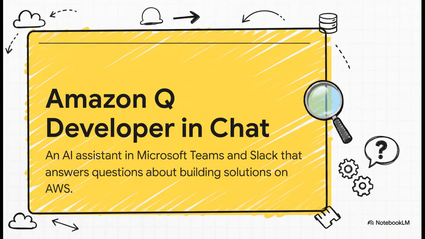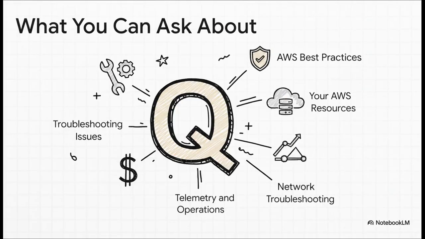And here's what makes this such a game changer. Amazon Q slots right into Microsoft Teams and Slack. So this isn't yet another tool you have to switch over to. It's an AI assistant that literally lives inside your existing chat channels, ready to help you build and troubleshoot on AWS. And the range of stuff you can ask it is huge. You can ask for advice on AWS best practices, you can troubleshoot really specific errors, or you can even ask it questions about your very own AWS resources and network setup. It's like a Swiss Army knife for your entire cloud environment.